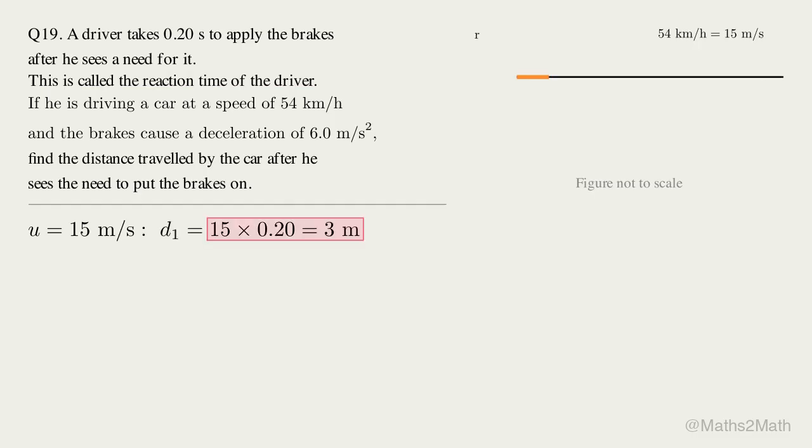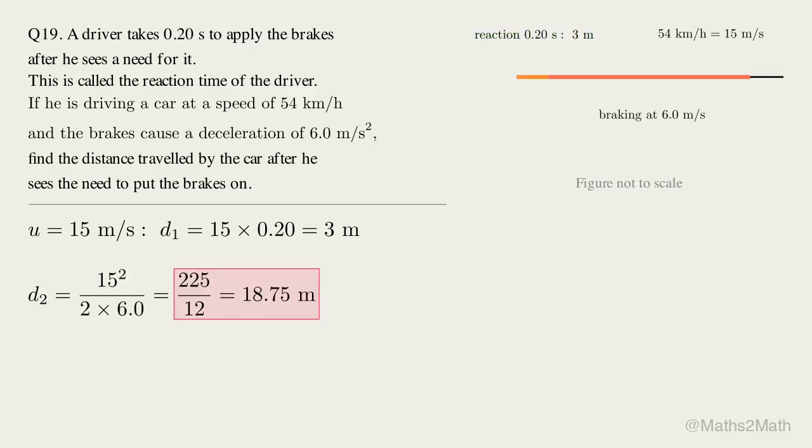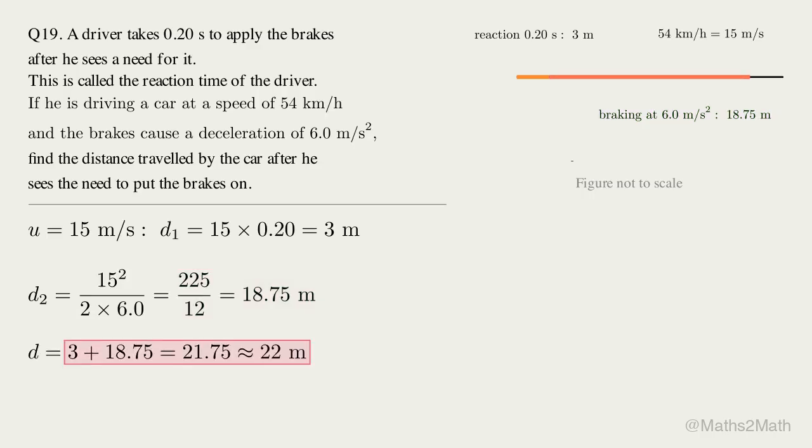54 kilometers per hour is 15 meters per second. During the 0.2 second reaction, he covers 15 times 0.2, 3 meters at full speed. Braking from 15, distance u squared over 2a, that is 225 over 12, 18.75 meters. Together, 3 plus 18.75 is 21.75, about 22 meters.